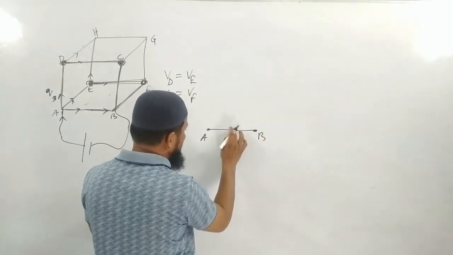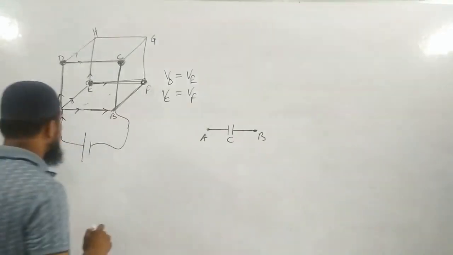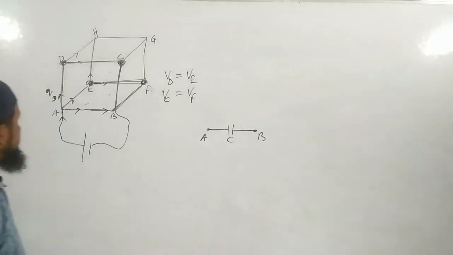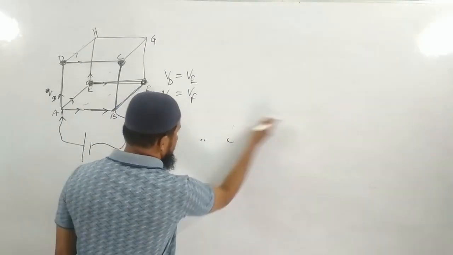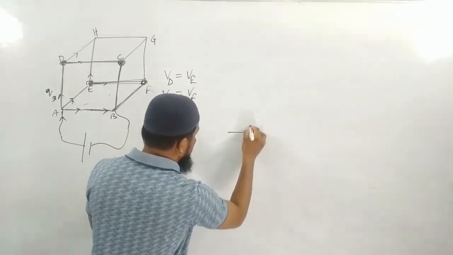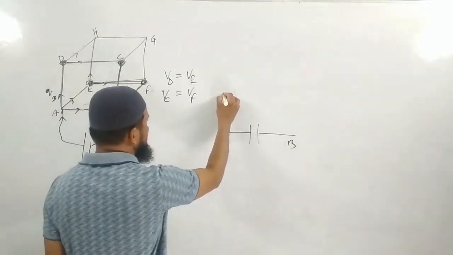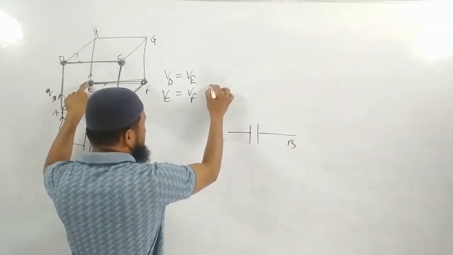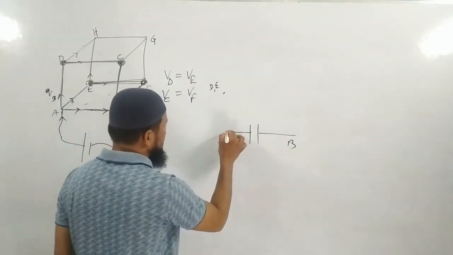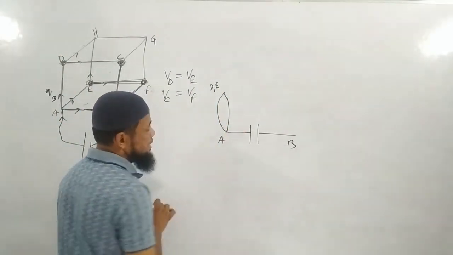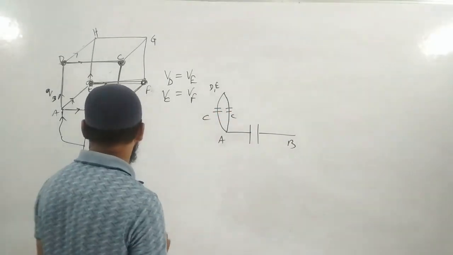Between A and B, one capacitance is there, capacitance of C. I'm going to join D and E. Wait a minute. This is A, B. I'm going to join D and E. So A, D, A, E: 2 capacitors, each of capacitance C.